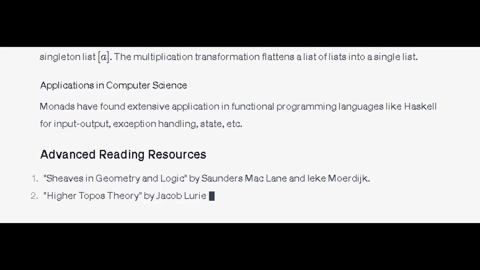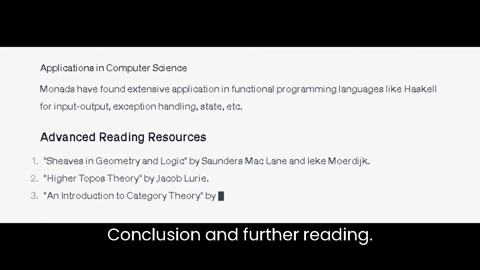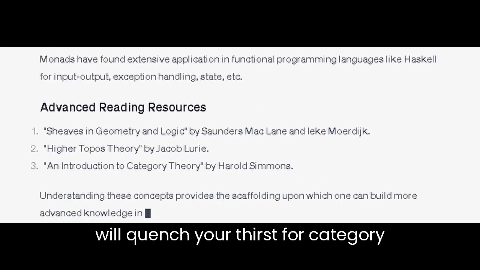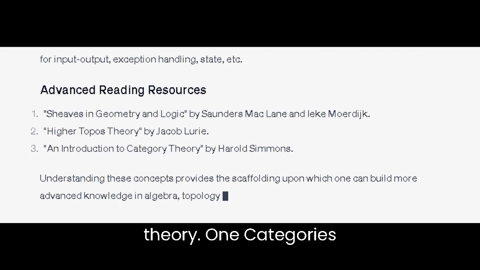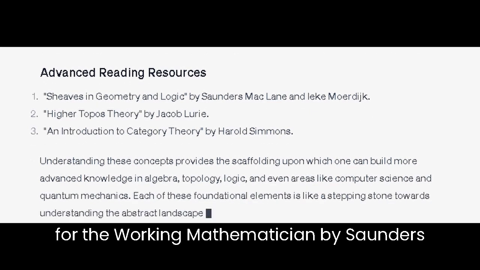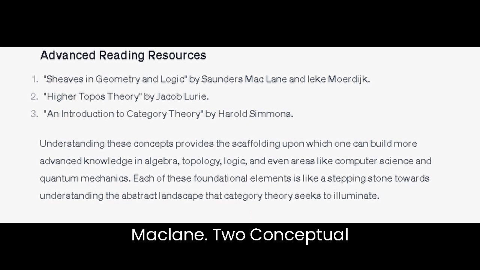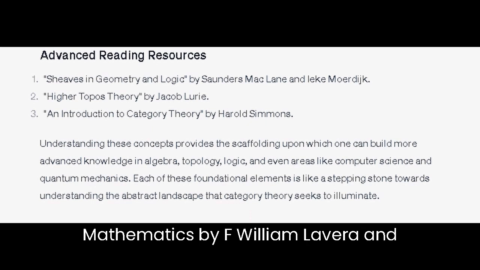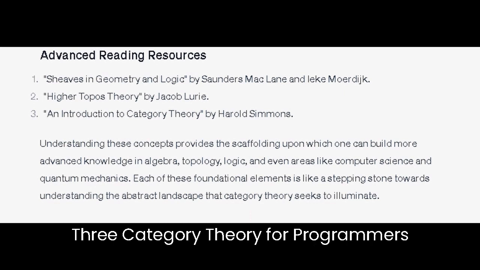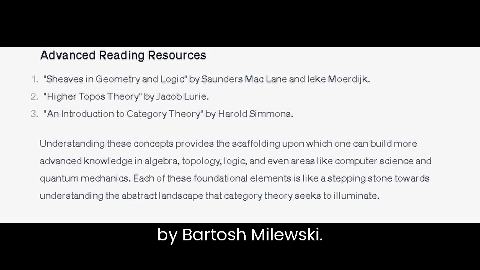Conclusion and further reading. If you're looking for more, these texts will quench your thirst for category theory. 1. Categories for the Working Mathematician by Saunders Mac Lane. 2. Conceptual Mathematics by F. William Lawvere and Stephen H. Schanuel. 3. Category Theory for Programmers by Bartosz Milewski.